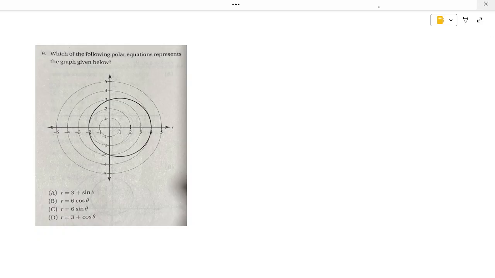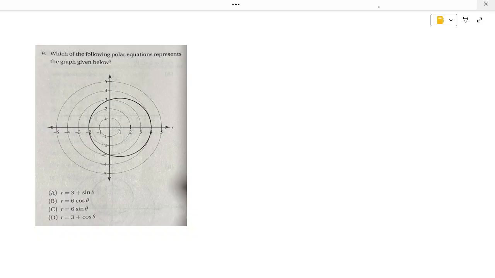So, which of the following polar equations represents the graph given below? And we're given this graph, and we're given a list of functions. Okay, so make sure you give the problem a try before I give it a try.